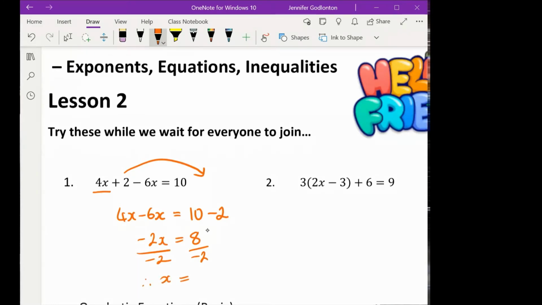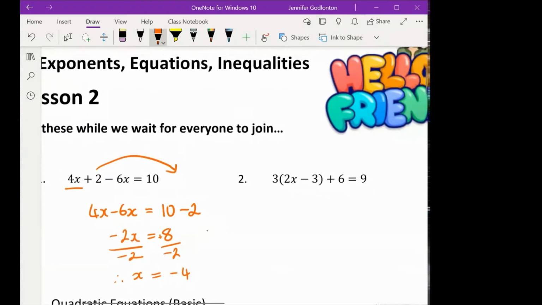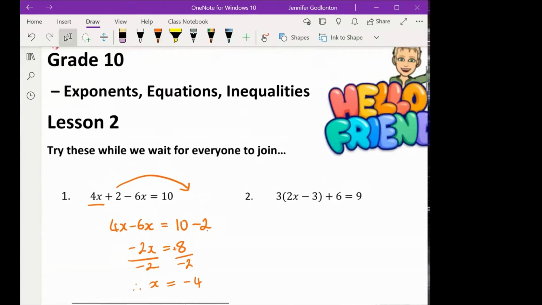It's going to be 4. Is it positive or negative 4? Negative 4. Just be careful because we've got a positive answer and a negative answer. Okay, nice job. Good. Okay, let's have a look at question 2, and then we're going to dive into our work for today.